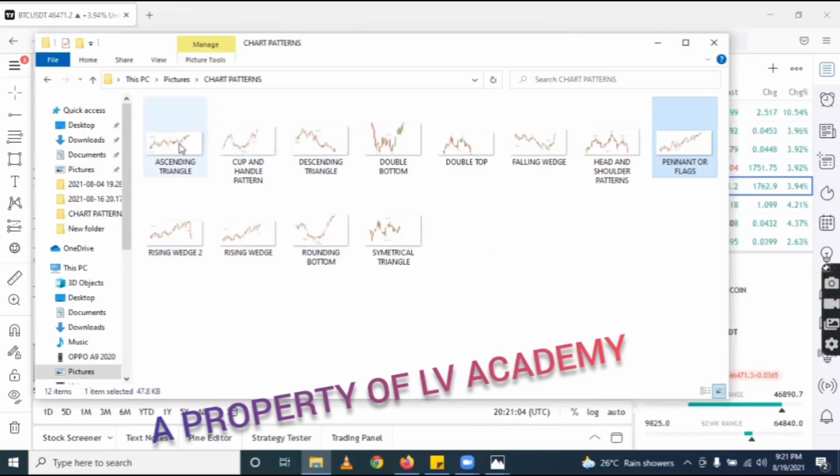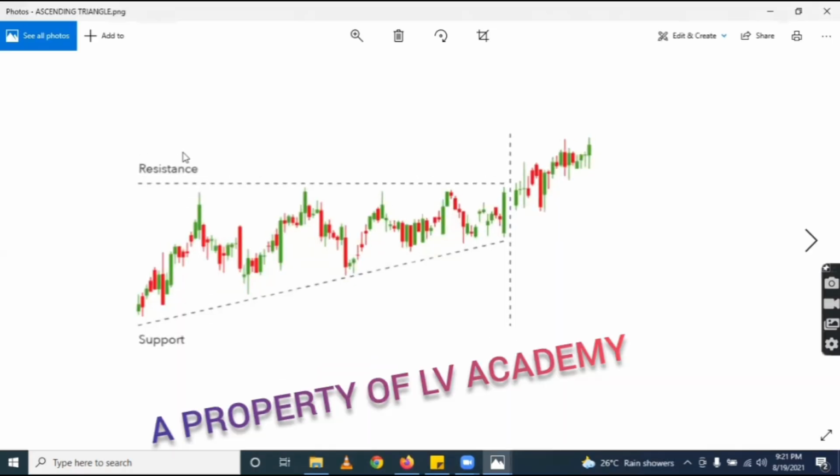Then the next one is the triangles. We have the ascending triangles. So this is the ascending triangle. It's also similar, but when you look at it, you see that the trend is going up. Ascending triangle is a bullish continuation pattern. You majorly see ascending triangles in a bullish trend, in an uptrend. That is when you see an ascending triangle forming.